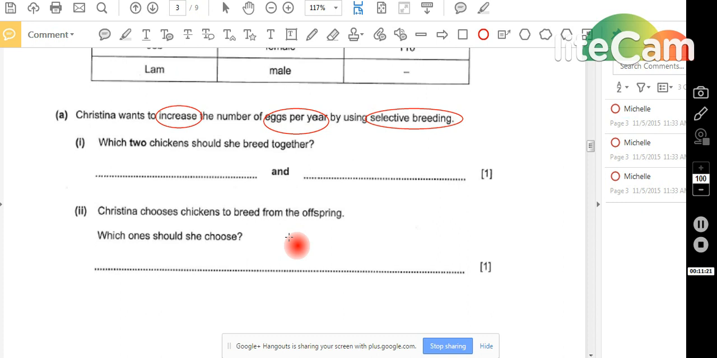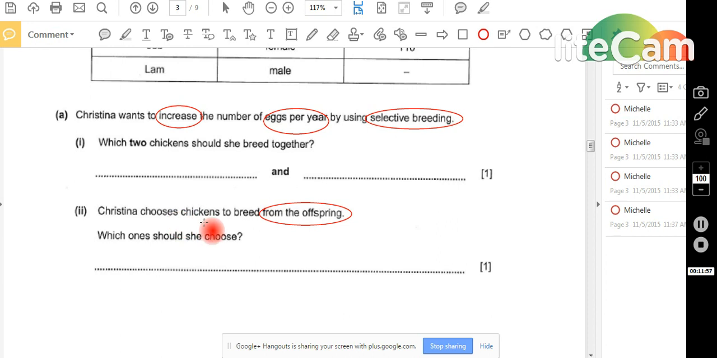Wouldn't she use the other ones then? No, because it says from the offspring. Okay, they didn't tell us what the offspring is. So you just need to realize that it's the offspring producing the most eggs that she will then continue to breed with. Does that make sense? Kind of.